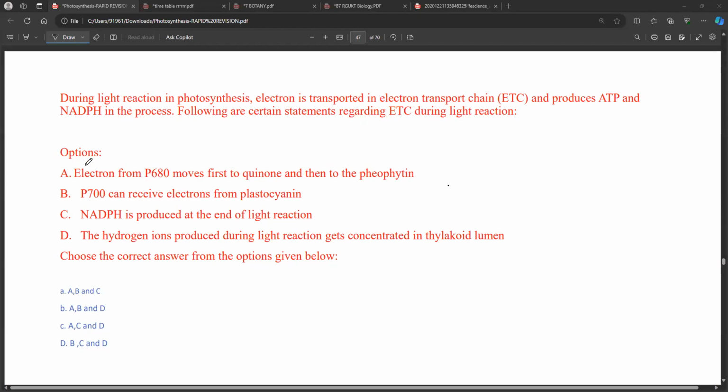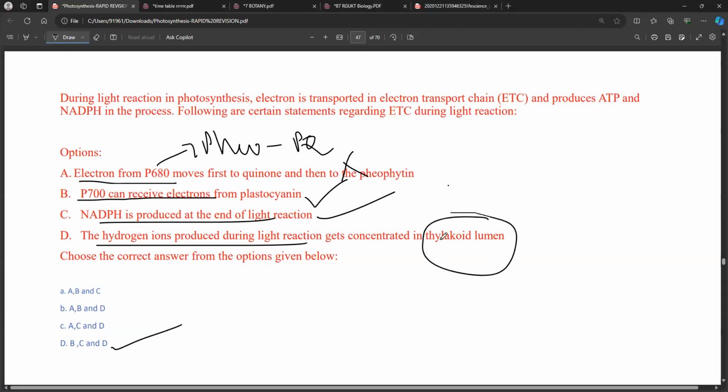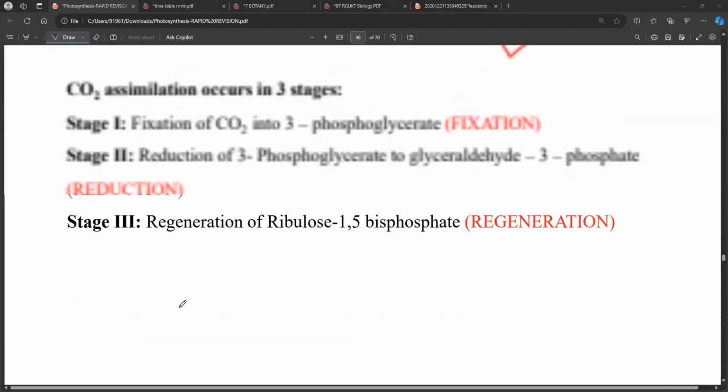Okay. So you can see it, right? Electrons from P680 move first to quinone. That is wrong, right? From P680, it goes to pheophytin and then to plastoquinone. So we can say that option A itself is a wrong option. Hence, easily you can come to the conclusion of option D. P700 can receive the electron from PC. NADPH is produced at the end of the light reaction. Hydrogen ions, we discussed, right? The protons can be pumped into the lumen. That is also true. Hence, the correct answer will be what? Obviously, option D. Very good.